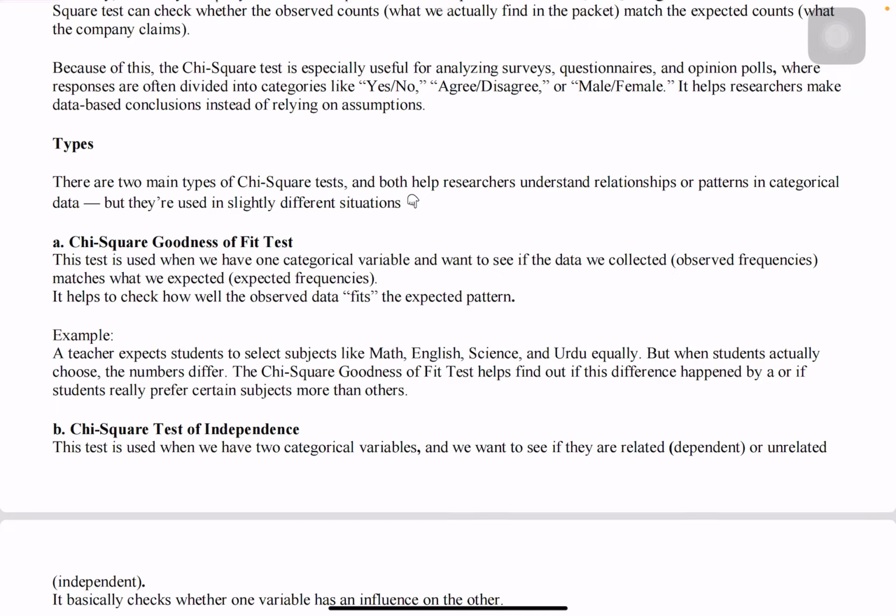For example, a teacher expects students to select subjects like math, English, science, and Urdu equally, but when students actually choose, the numbers differ. The chi-square goodness of fit test helps find out if the difference happened by chance or if students really prefer certain subjects more than others.